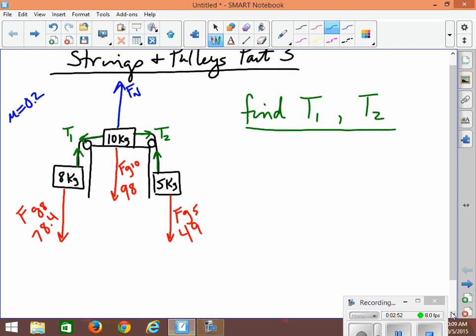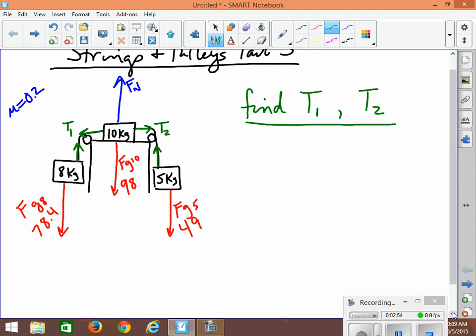And what we said in the previous video was we would consider the entire system first. So our first step is to look at the entire system and try to decide if we can figure out something about how it's accelerating. Look at the entire system and see if we can find out something about the acceleration.